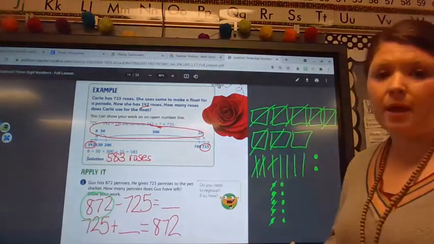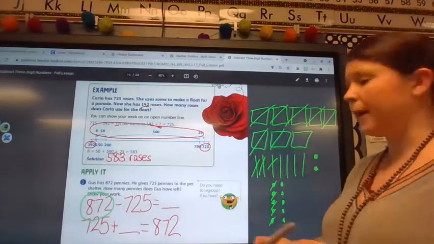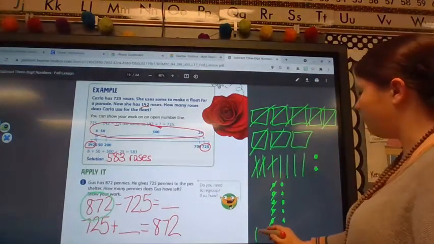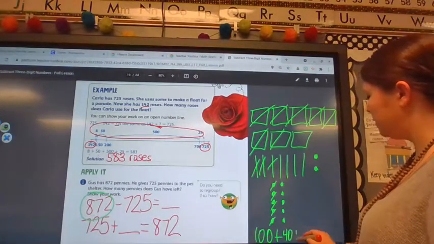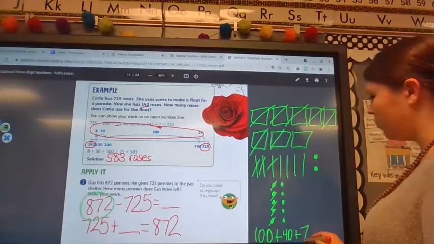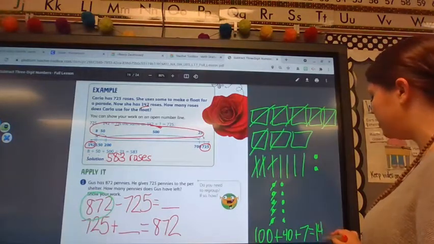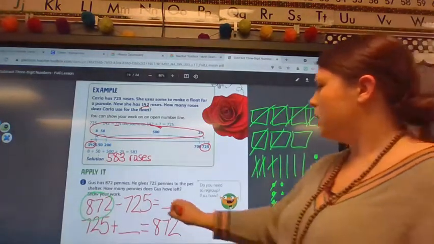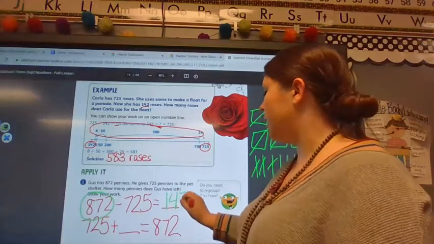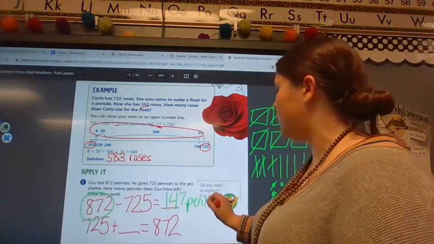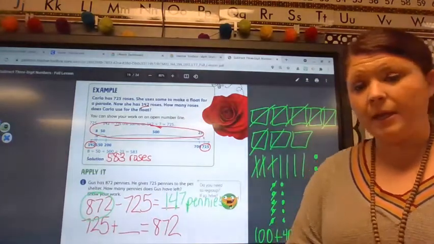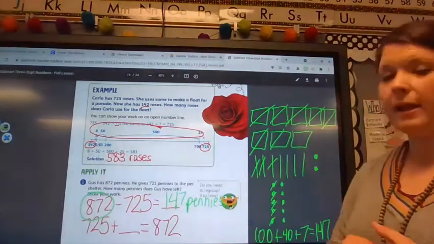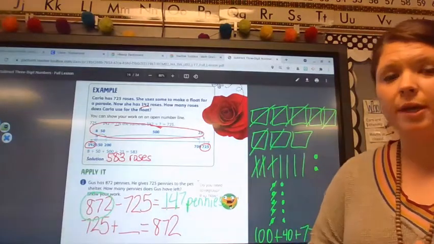What do I need to do now? Go back and look for my total. I have 100 plus 4 tens plus 7 ones, which equals 147. So Gus has 147 pennies. Okay? Now you try adding up and see if you also get 147.